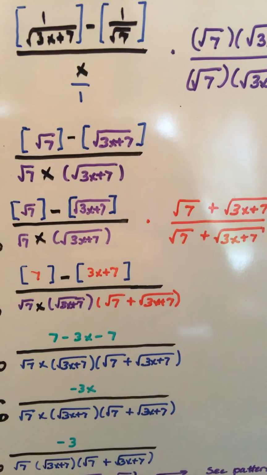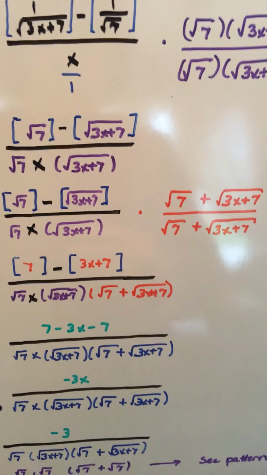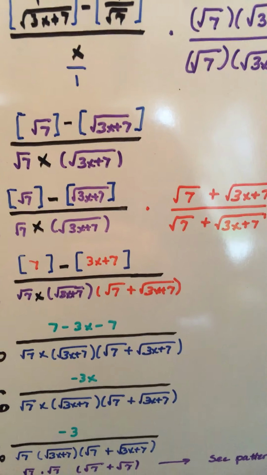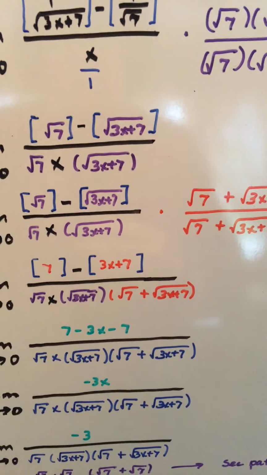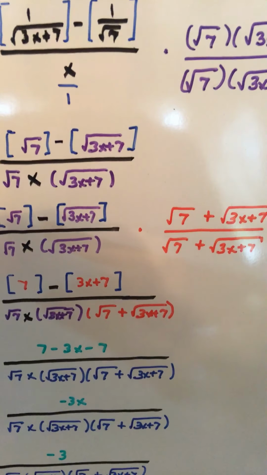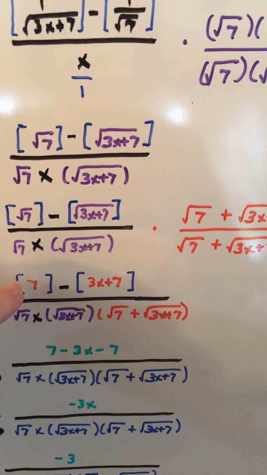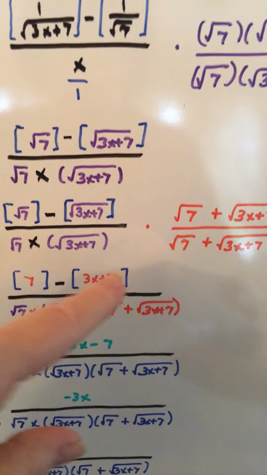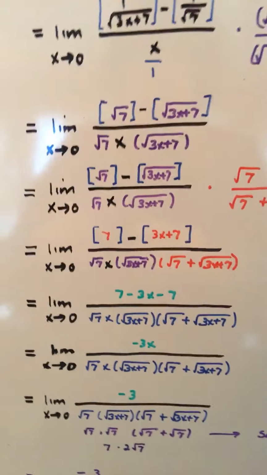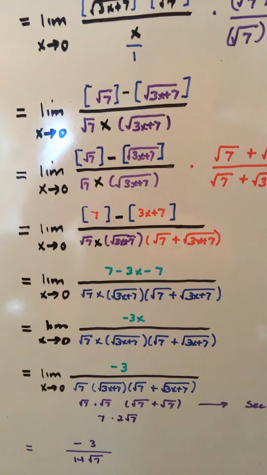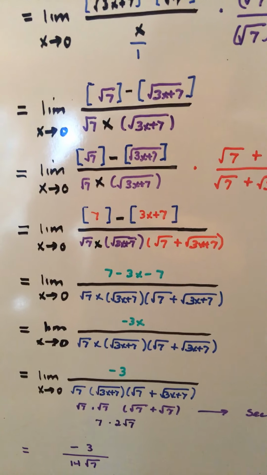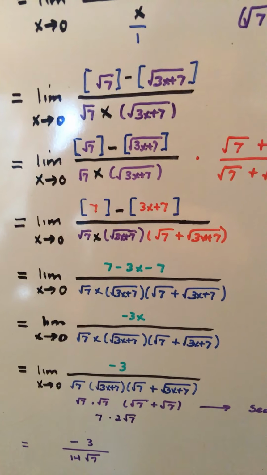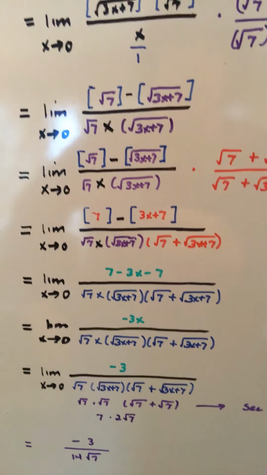So now I need to rationalize my numerator. So I use the sum. And when I multiply, everything's under a radical again, so I don't have to think hard. Root 7 times root 7 is 7. Notice those two numbers must match. So they do. I distribute. 7 minus 3x, minus 7 gives me negative 3x.